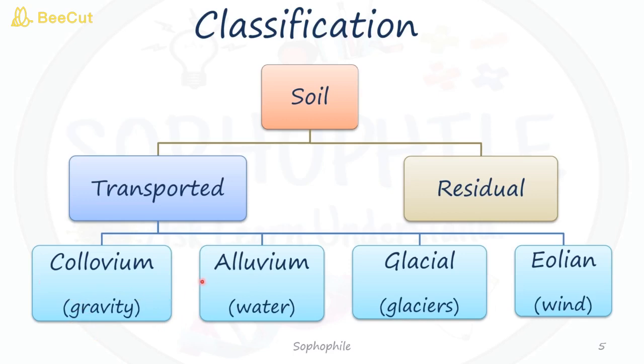Then the alluvium soil. When the soil particles are transported from the river bed or the ocean water to the beach, then it is called alluvium soil. Then the third type is the glacial soil. Soil transported by the movement of glaciers is known as glacial soil, and the aeolian soil is the soil transported by the factor of wind. So this is the soil classification.